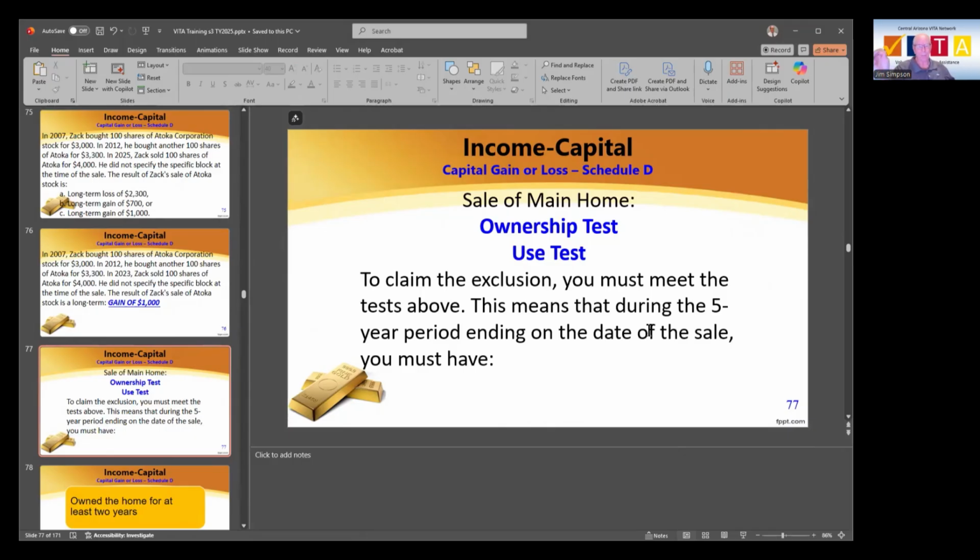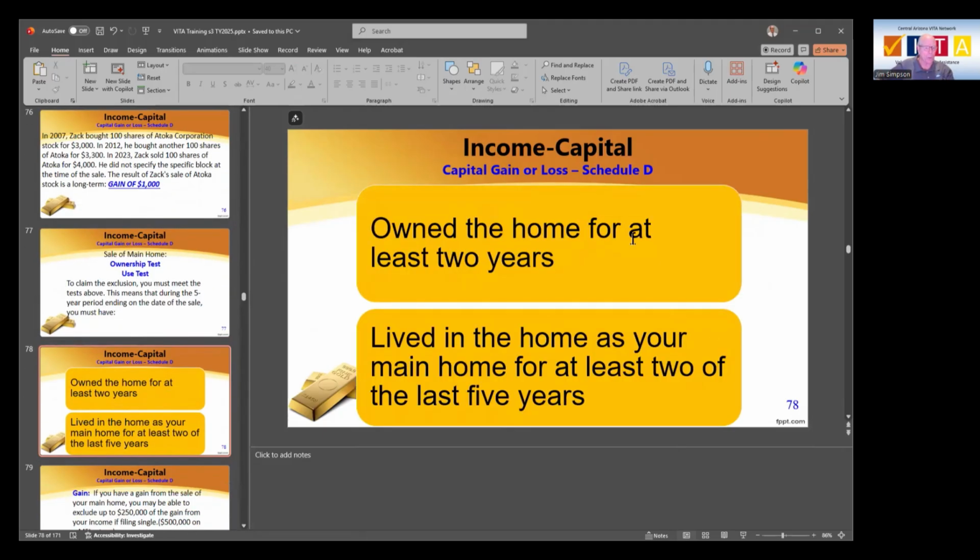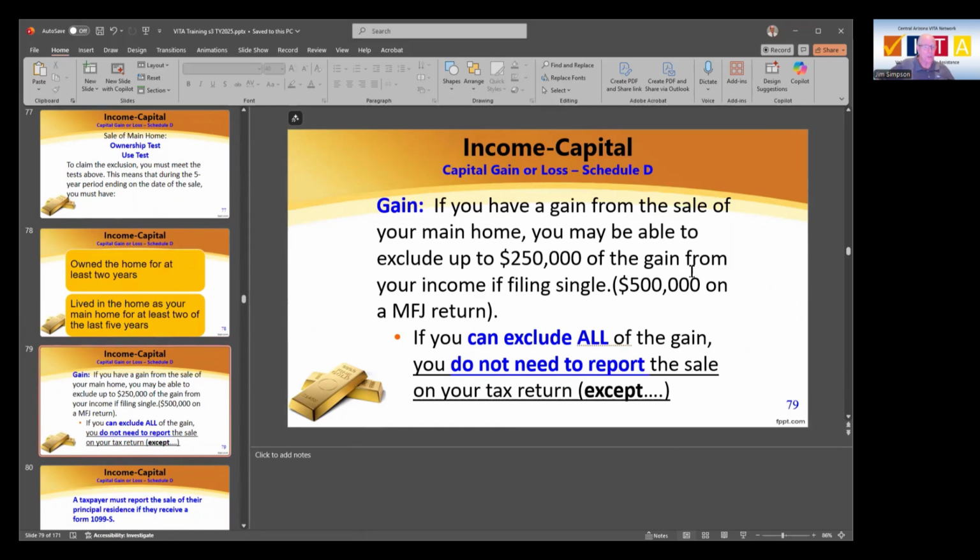In 86, this got replaced with a rule that says you can exclude a chunk of your capital gains, as long as you meet two tests, an ownership test and the use test. During the 5-year period ending on the date of sale, you had to have owned the home for at least 2 years, and you had to live in the home as your main home for at least 2 of the last 5 years. If that happens, you can exclude up to $250,000 in gain from the sale if you're single, and $500,000 if you're married filing joint.